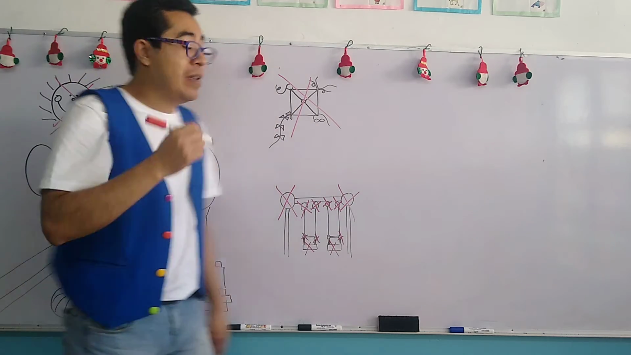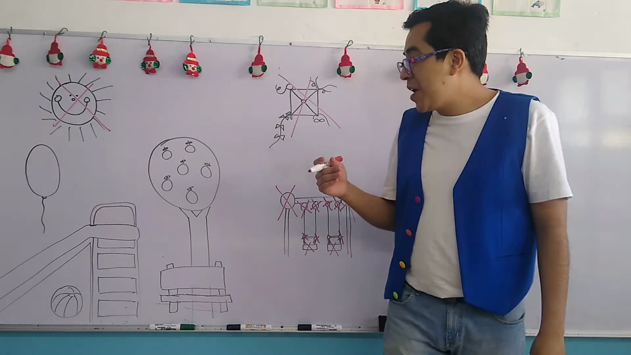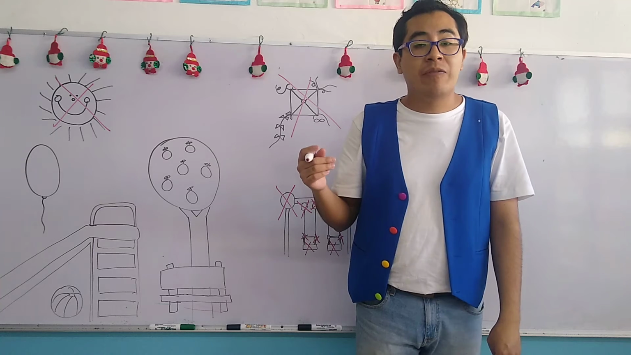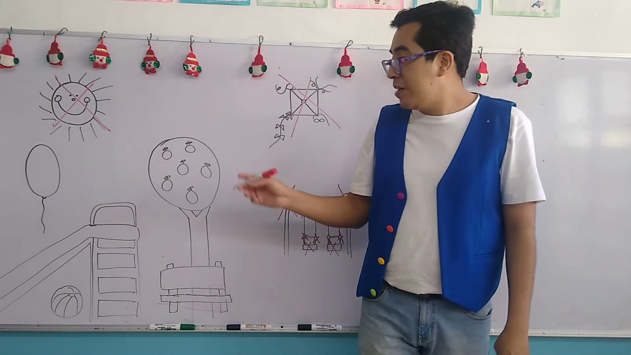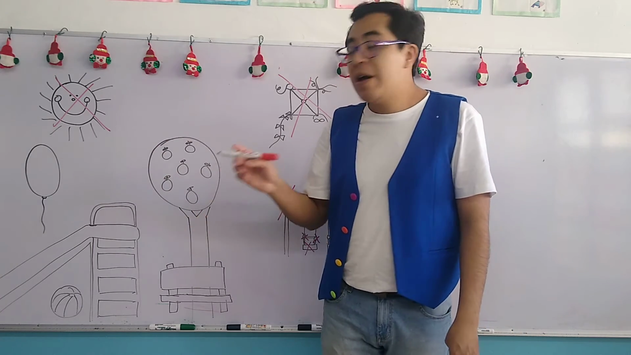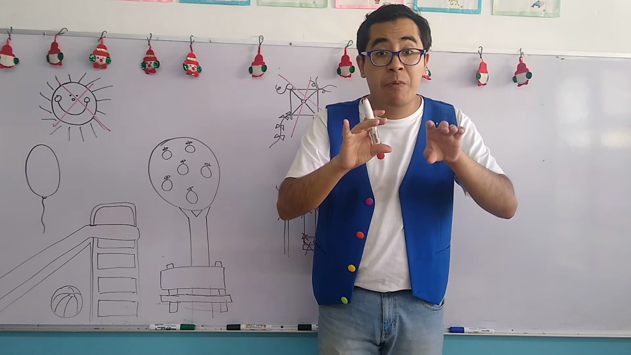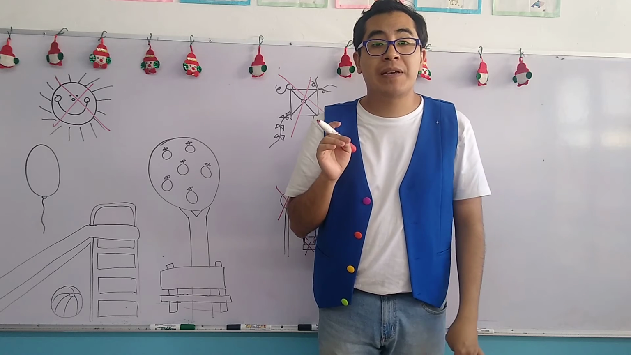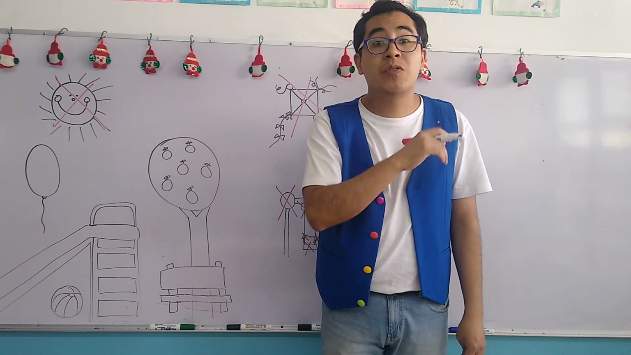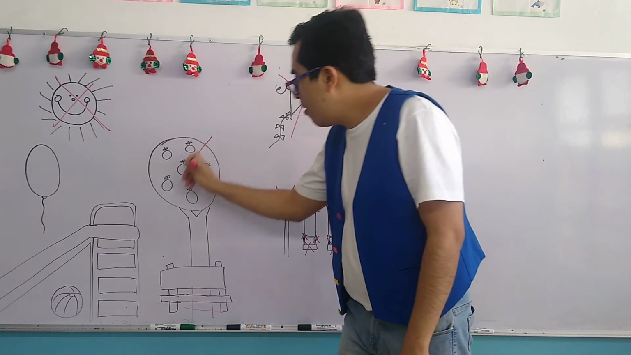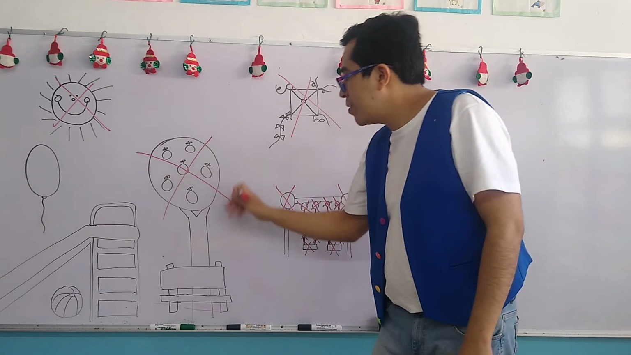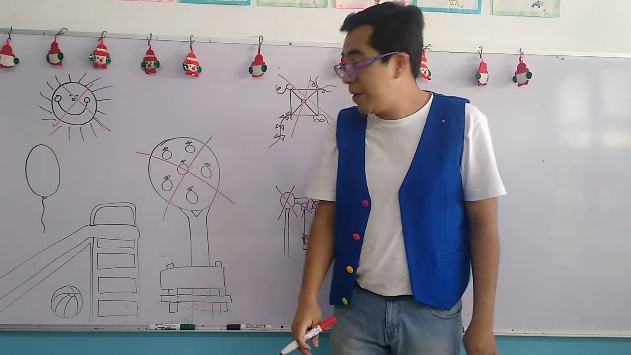Okay, very good. Now, next to, we have a tree. Now, this tree, remember, has the shape and form of a circle. And inside the circle, we have apples. Now, the apples, las manzanas, have the shape and form of circles. So, we can mark it all because all of them are geometric shapes, okay?